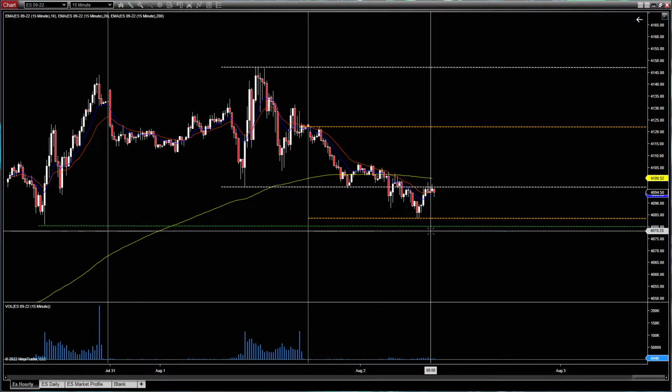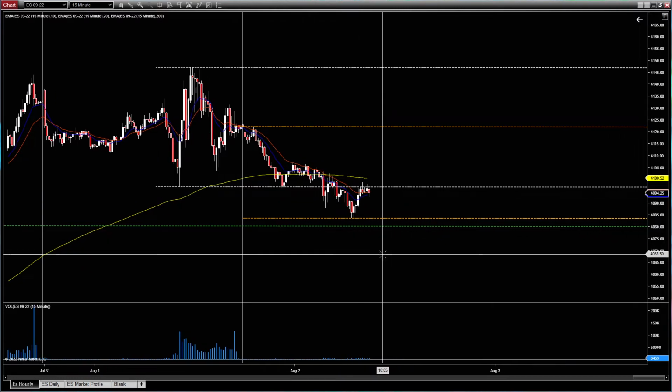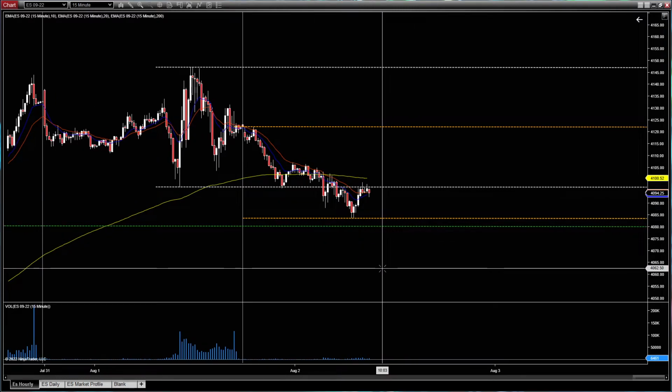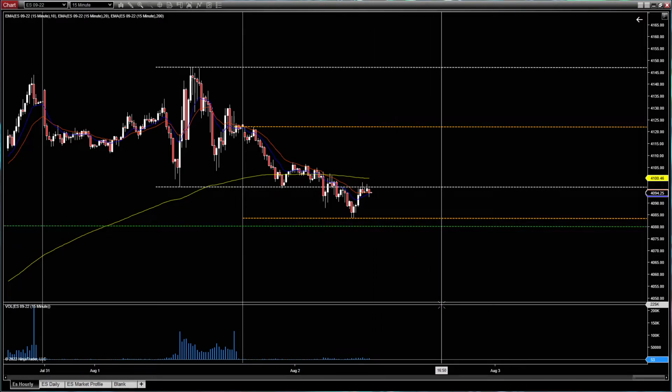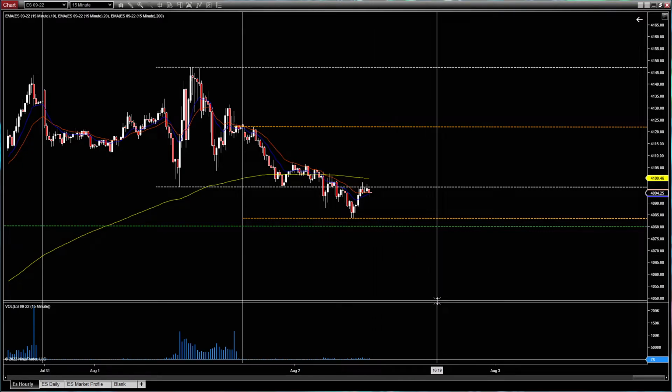If we break below the green line and show strength going to the downside, I'll probably be looking to short, maybe break below the green line, come back up, retest, and then continue. We've talked in previous videos about how we use our levels. Real quick summary on that.